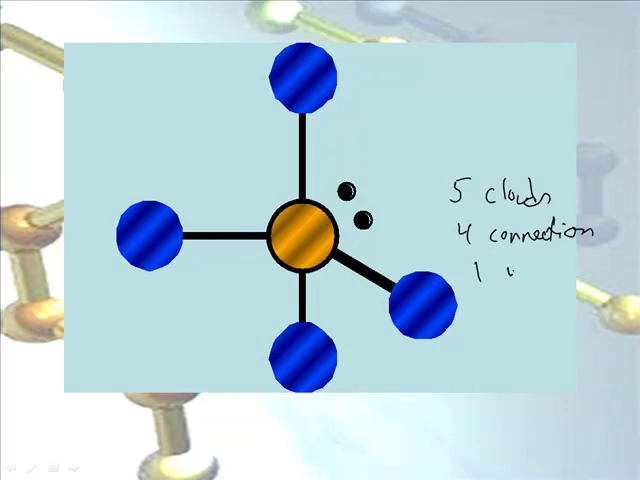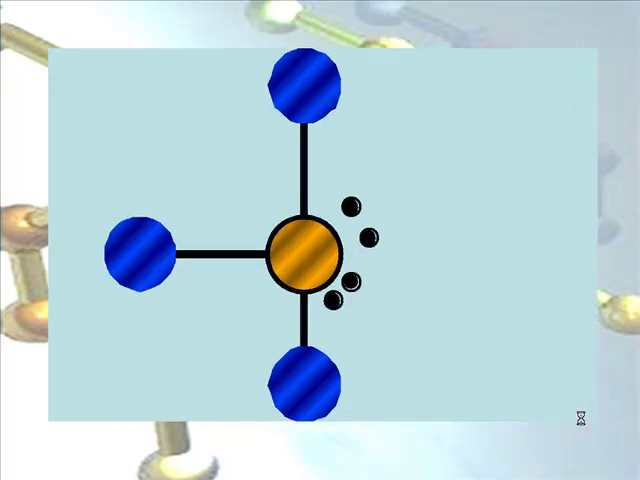And one unshared pair. Unshared pair. So this is the seesaw shape. All right. The next one, we'll just go on the screen here.